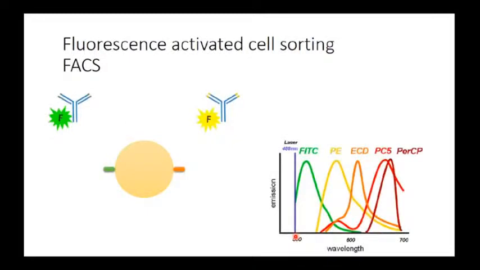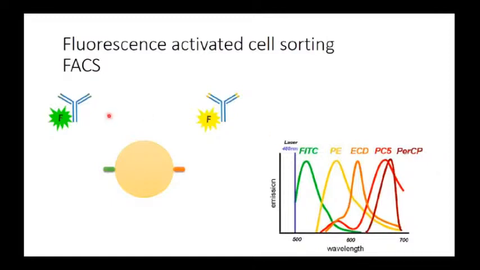Of course, I can also study two proteins, not only one. To study two proteins, I need two specific antibodies, one specific antibody for each protein. But I need to label every antibody with a different fluorophore. Of course, I have different fluorophores, and every fluorophore emits light at a different wavelength. I need to know the wavelength at which every fluorophore emits light.